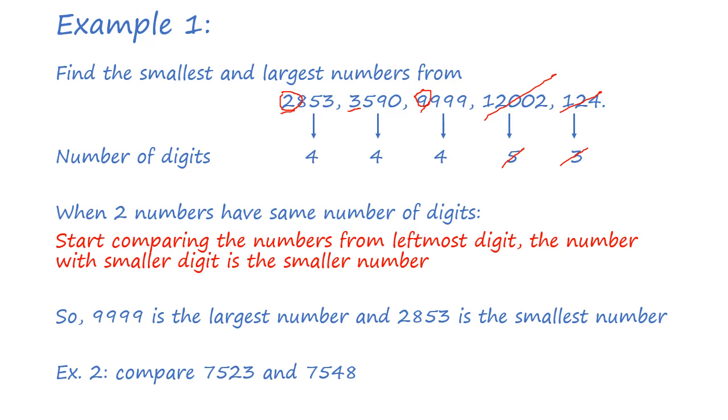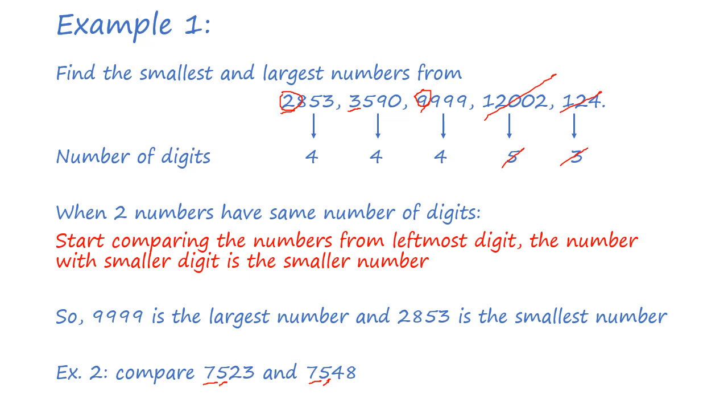Now let's go to the second rule. Let's start comparing the leftmost digit. The leftmost digit for this number is 7 and for the second number is also 7. So both are the same. We can't really compare. What do we do next? We move to the next leftmost digit, that is 5 in the first number, and the second number also has 5 in that same location. So we still can't compare the numbers.